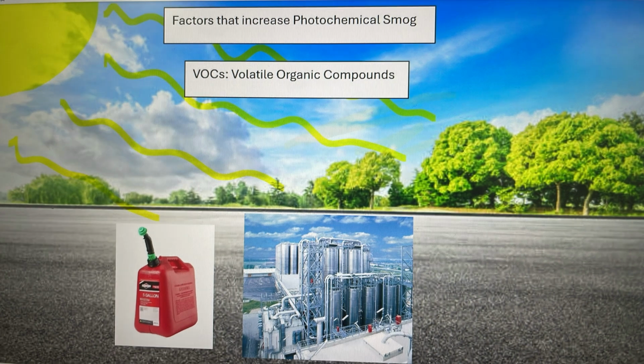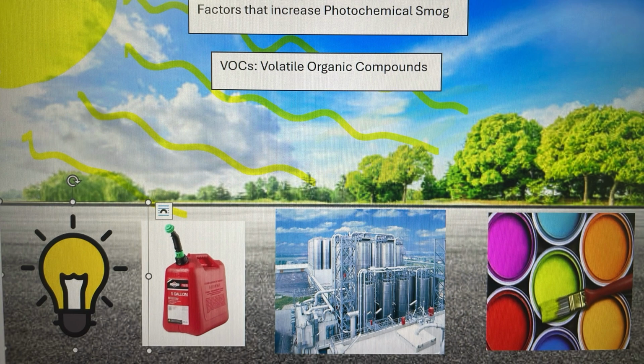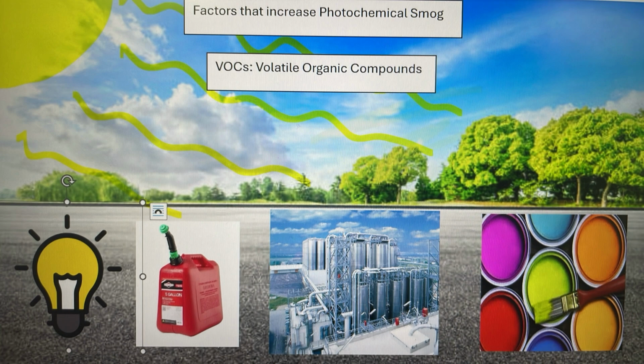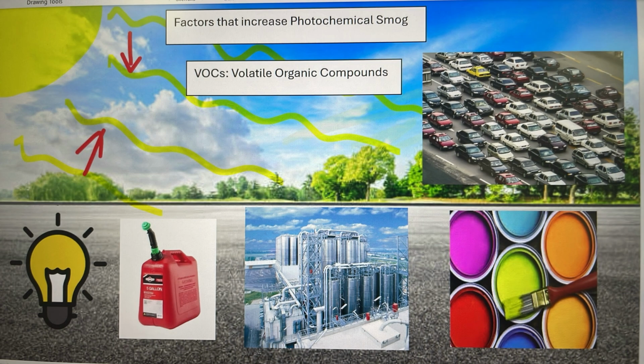Another is volatile organic compounds like gasoline, plastic factories, and paint. Electricity demand will increase the amounts of nitrogen oxide emissions from nearby power plants. Also, if there's more sunlight, more ozone will be produced. And if the temperatures are warmer, the speed of evaporation of VOCs and reactions that lead to ozone production will increase.